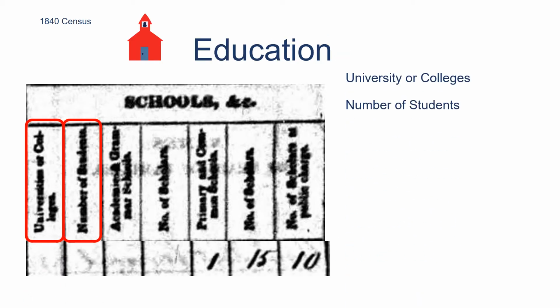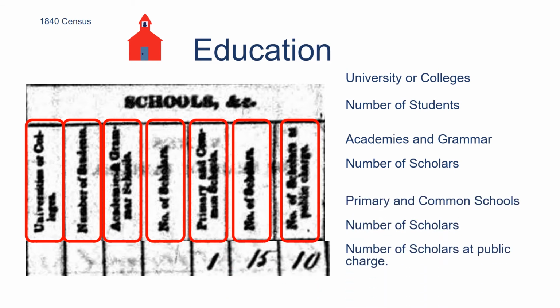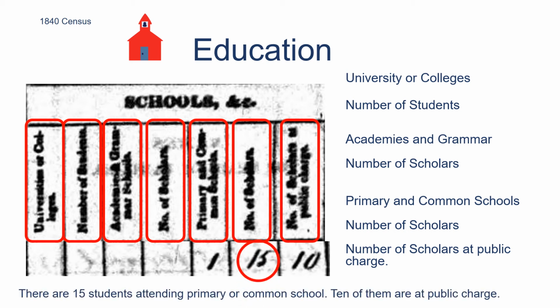Education. University or colleges and number of students. Academies and grammar, number of scholars. Primary and common schools, number of scholars, and number of scholars at public charge. There are 15 students attending primary or common school. 10 of them are at public charge.